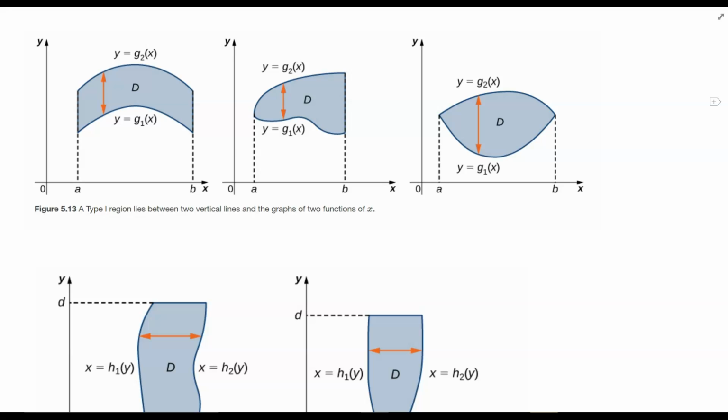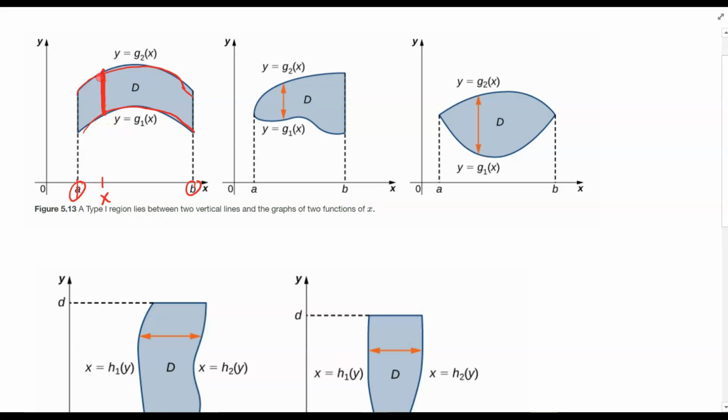In a type 1 region, we have a well-defined top and bottom of our given region, and we're going to integrate by letting x vary from, say, a to b, or whatever the leftmost point and the rightmost point of our region are. For each x in between those, we're going to let y vary from the bottom to the top of our region. I like to refer to this as vertical slicing with the type 1 region.